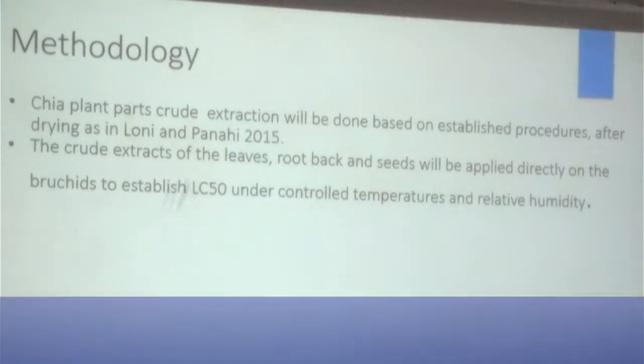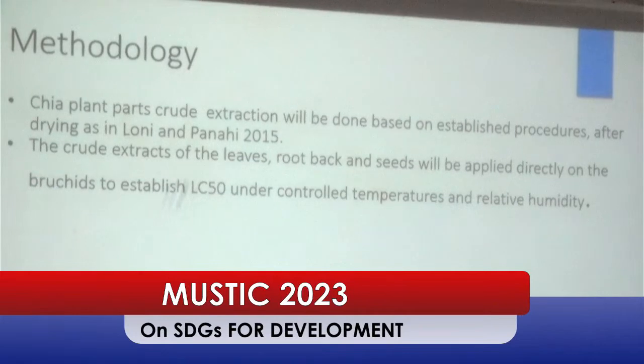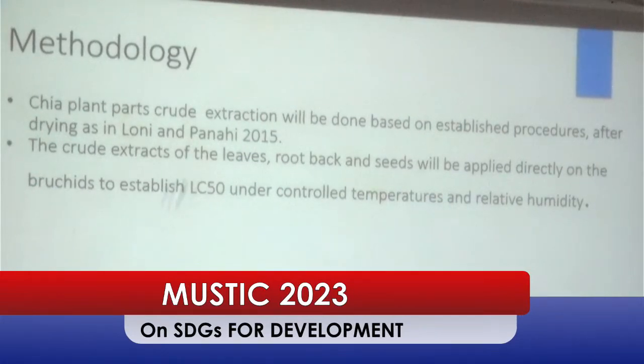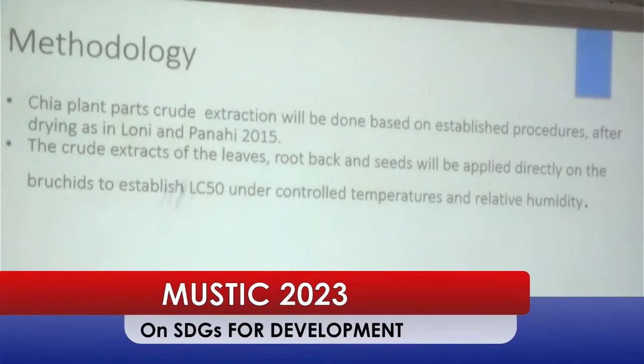So under methodology, there will be 2 tiers. You have the part on the cowpea bruchid, whereby we have to rear them under optimum conditions of relative humidity and temperature in the lab. Then the second part will be about the chia plant, collection of samples, and of course extraction of the extracts. Chia plant extraction will be done based on established procedures, as in Loni and Panahi in 2015, whereby after drying, they were subjected to hydrodistillation.